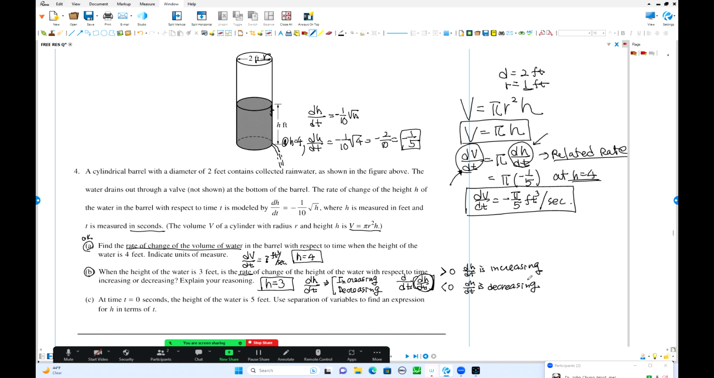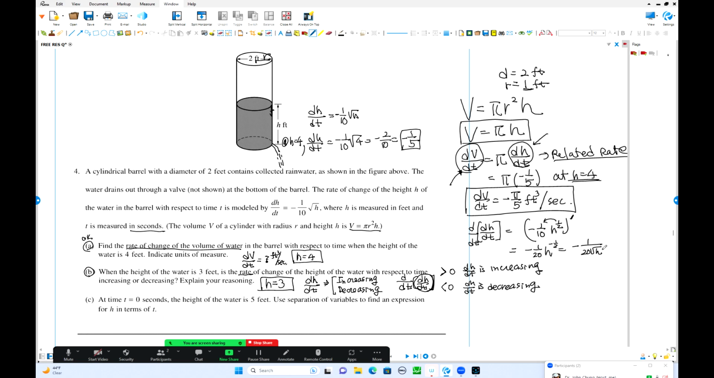You check it out. So we take a derivative over here, when h equals 3. dh/dt is given by negative 1 over 10 times square root h, which is h to the 1/2. Take the derivative of this again with respect to t. Negative 1 over 10, but the 1/2 moves to the front: negative 1 over 20. h to the 1/2 minus 1 is h to the negative 1/2. So negative 1 over 20 square root h. That is the second derivative.